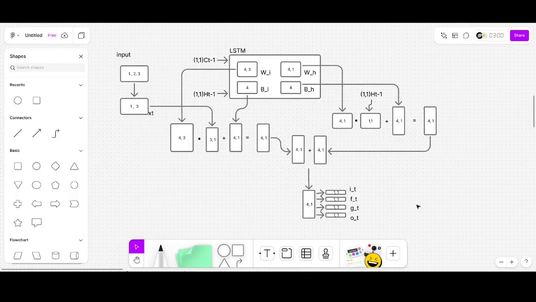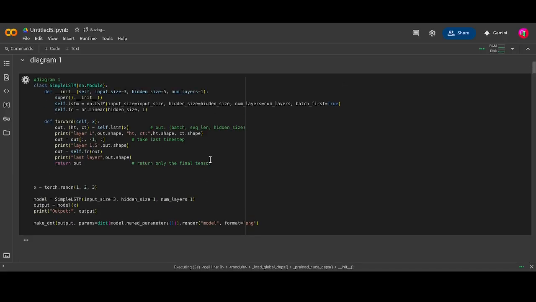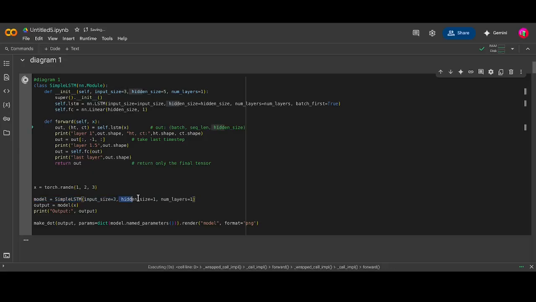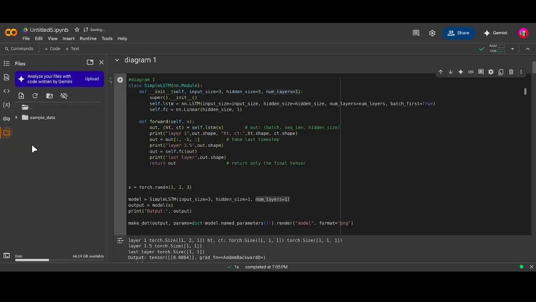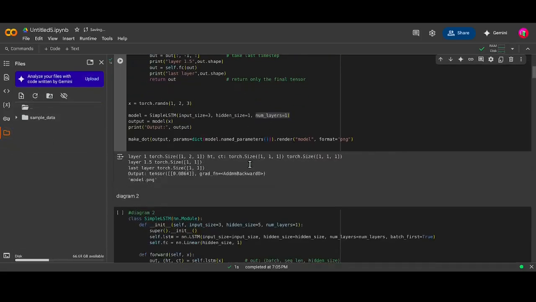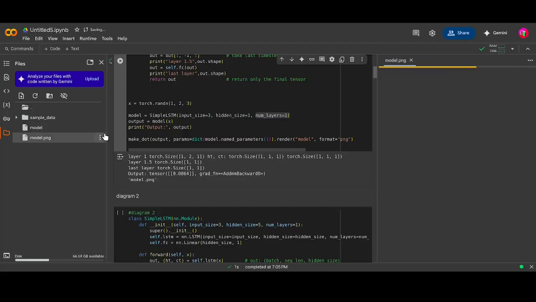If you have a look at the LSTM block, whenever an LSTM block is created, this is a simple LSTM, nothing much complicated. Input size 3, hidden size 1, and number of layers 1. I believe this looks like most implementations of LSTM. And what we've done here is we have created a model.png to understand the weights.